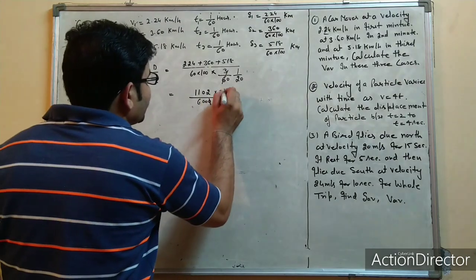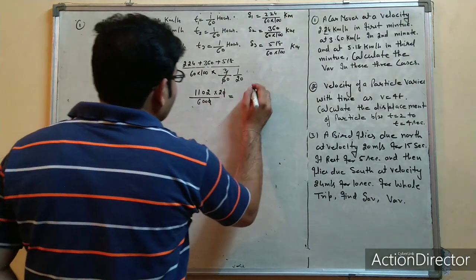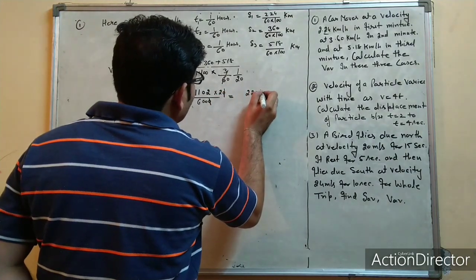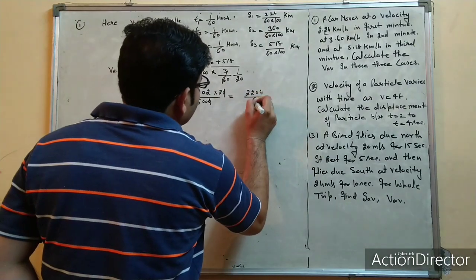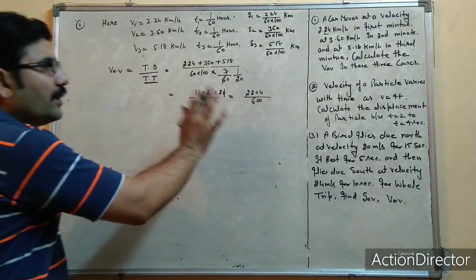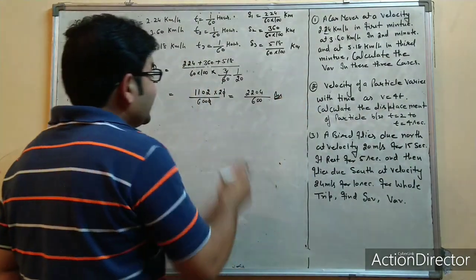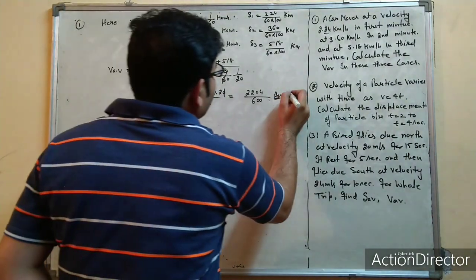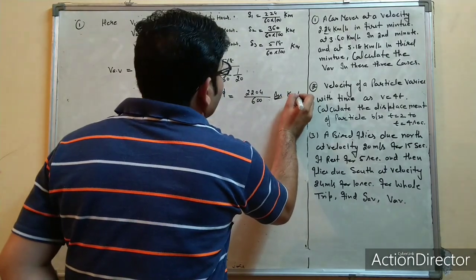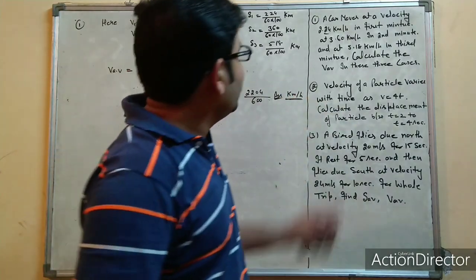Now 0 and 0 cancel out. Multiply this: 2204 divided by 6 into. Now you just divide it and get the answer, and that answer will come out in kilometer per hour. That will be the answer.